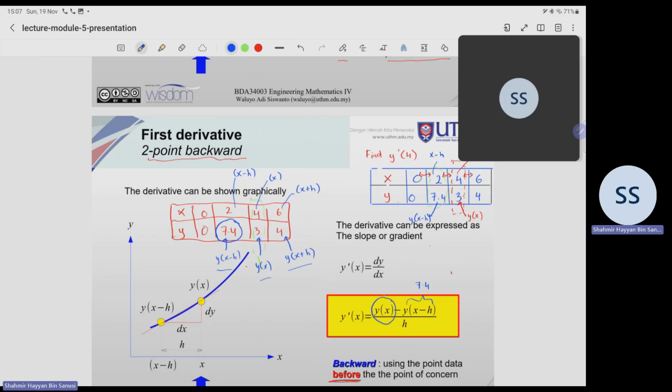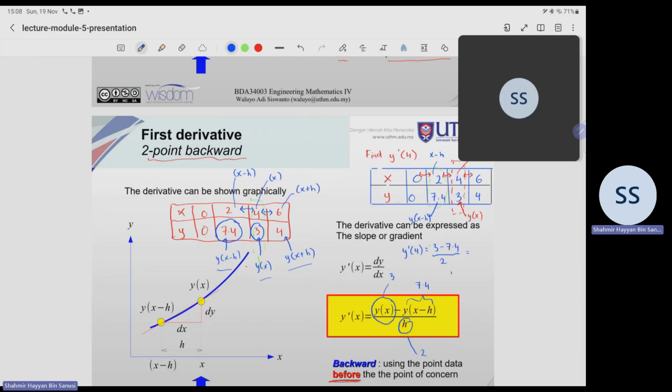Our y(x) is 3, and our h is the distance between these two. So 6 minus 4 or 4 minus 2, we get 2. So y prime 4 by using 2-point backward is 3 minus 7.4 divided by 2. And you get the answer by calculating 3 minus 7.4.